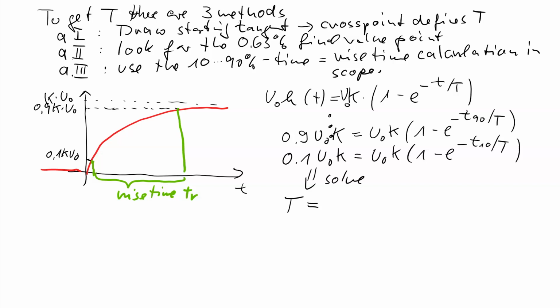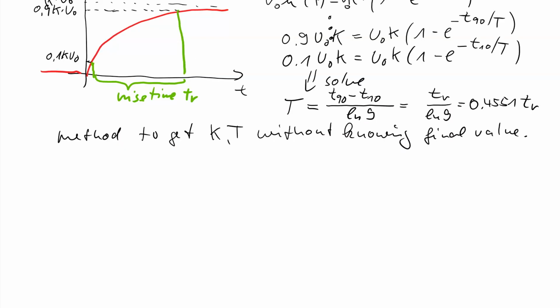T is, I have to look in my paper. Yeah, here you can see the result. I have looked in my paper. The time constant T can be calculated by the difference of both measured times divided by a natural logarithmic function of 9. If you replace the difference with your rise time divided by ln 9, you get the result. The time constant of your measured PT1 system is 0.4551 times this rise time.